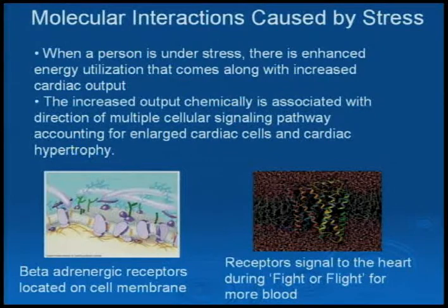Molecular interactions that are caused by stress. When a person is under stress, there's enhanced energy utilization that comes along with increased cardiac output. The increased output chemically is associated with activation of multiple cellular signaling pathways, accounting for enlarged cardiac cells and cardiac hypertrophy. As you can see, the bottom left picture is of beta-adrenergic receptors, which are located on the cell membrane. And the right is a picture of receptors which signal to the heart during the fight or flight stage for more blood.